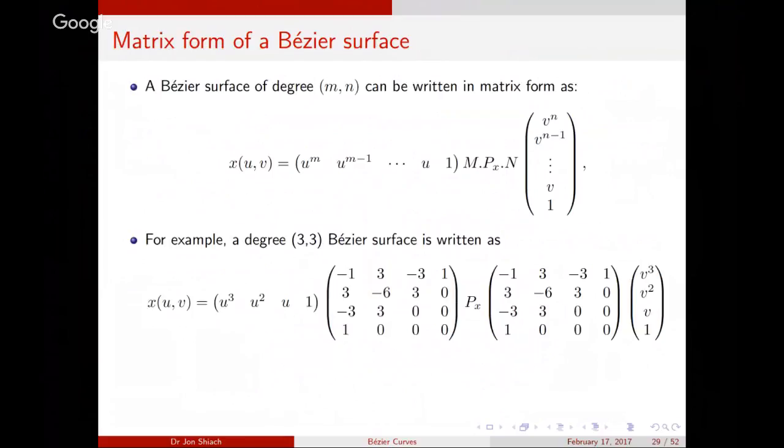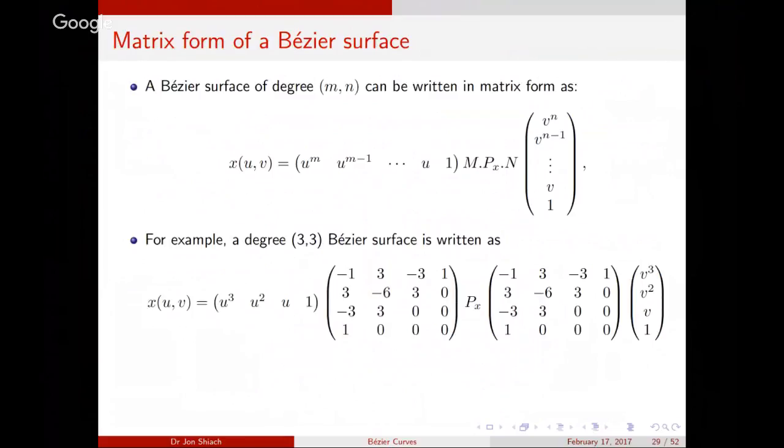Then we have M, which is your Bezier matrix. Then you'd have your x coordinate for your control point. Then you had an N. Now N is also the Bezier matrix, but we could be using different orders in the x and y directions. Okay. And then we got our parameter v on the right hand side. So u and v are just parameters between 0 and 1.